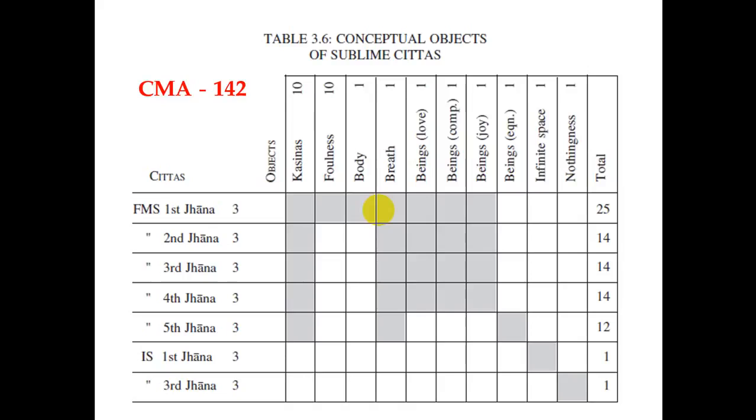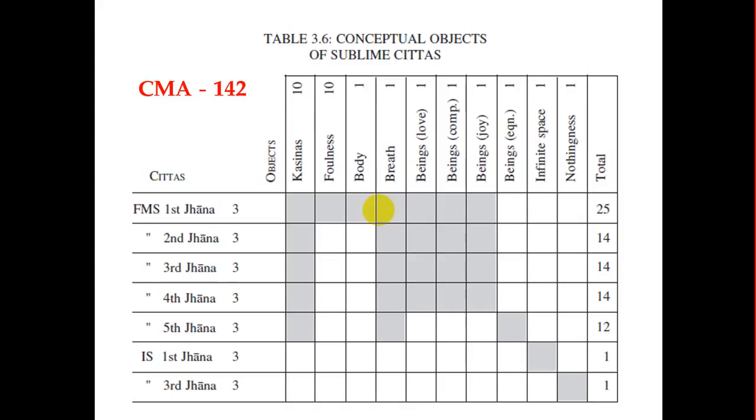You can attain the second jhana based on the kasina meditation method, but you cannot attain a jhana higher than the first jhana based on Asubha Bhavana, foulness meditation. When you meditate contemplation on the body, you attain only the first jhana. Just like that, look at this one.